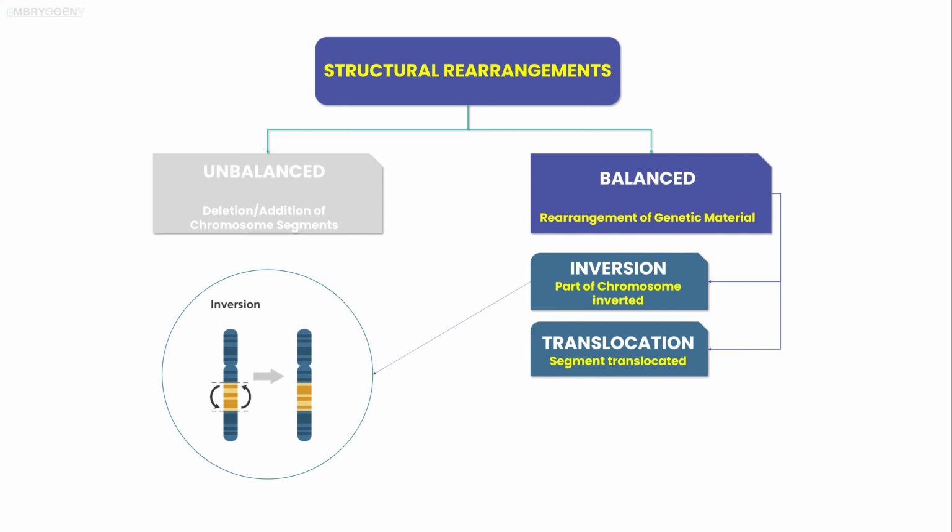Balanced structural rearrangements. As the name suggests, there is no net loss or gain of genetic material. Balanced rearrangements are of two types: inversions and translocations. Inversions, as shown in the figure, occur when a chromosomal segment breaks, reorients at 180 degrees and reinserts itself. And hence there is no net gain or loss of genetic information, and hence it is a balanced one.